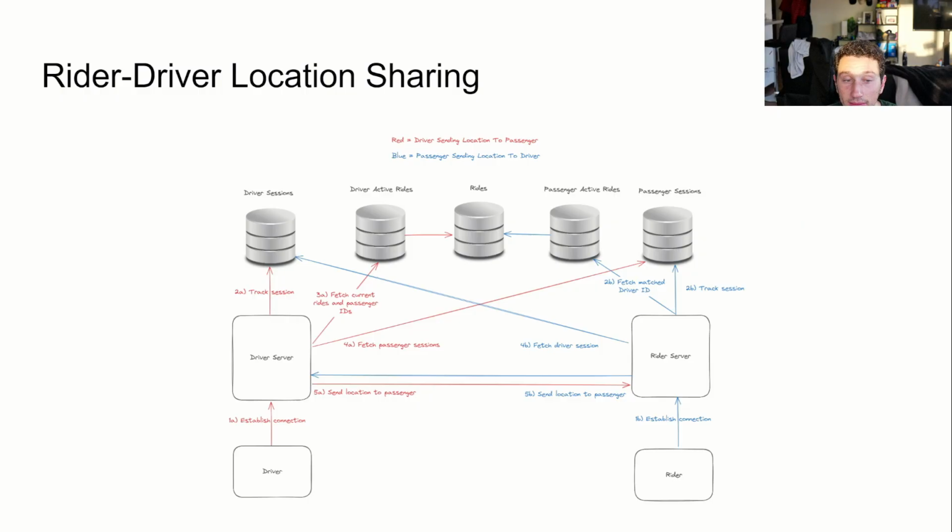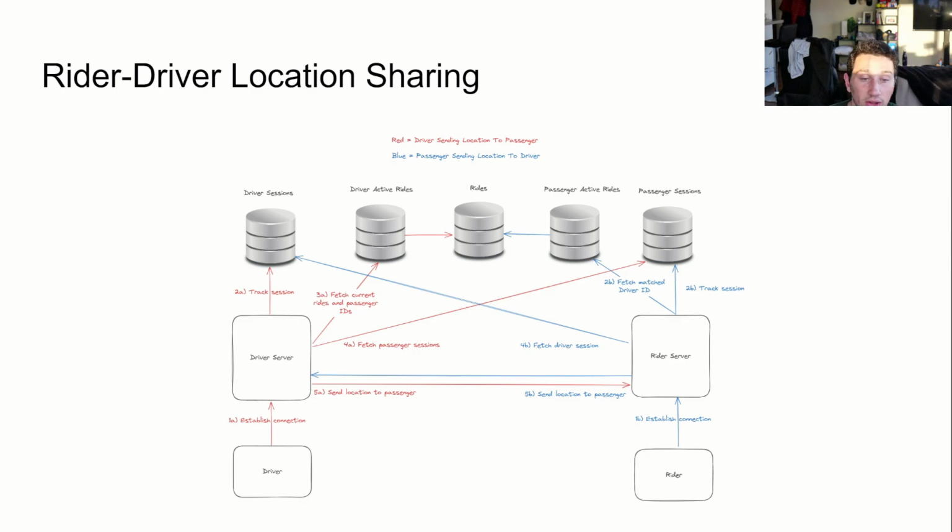When a passenger and driver are matched, they need to begin sending their location to one another. The rider can see the driver's ID in the ride table, and from there, use the driver session table to figure out which server to forward their location to. On the driver side, things are basically the same, but opposite. We first pull in any rides that they're actively serving or have claimed, and send their location to those servers.